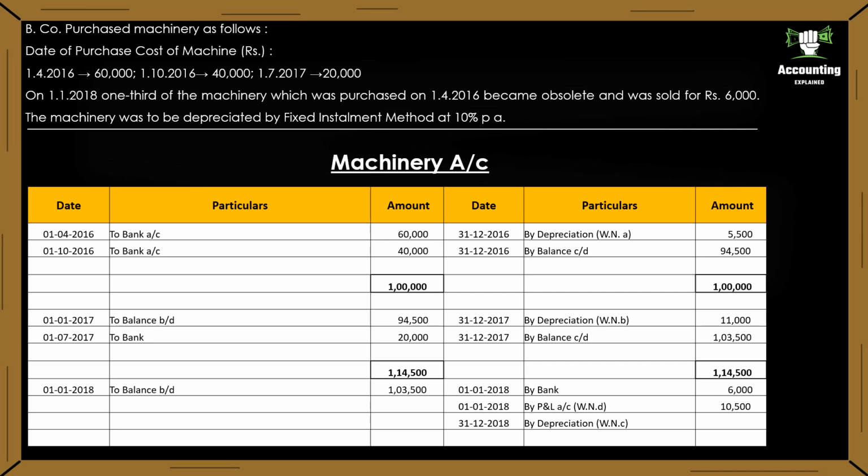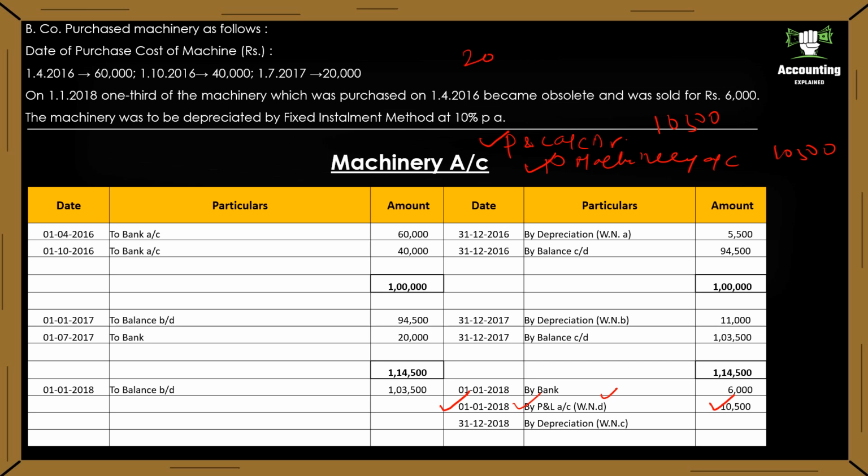The entry for the loss on sale of machinery is P&L account debit to machinery account. Debit all expenses and losses. That is why the P&L account is debited, and the machinery account is going to be reduced by that amount. What is the amount? 10,500. That is why the machinery account is credited. So in the machinery account on 1/1/2018 it is by P&L, and this is what we saw in our working note D, right? So it is 10,500.